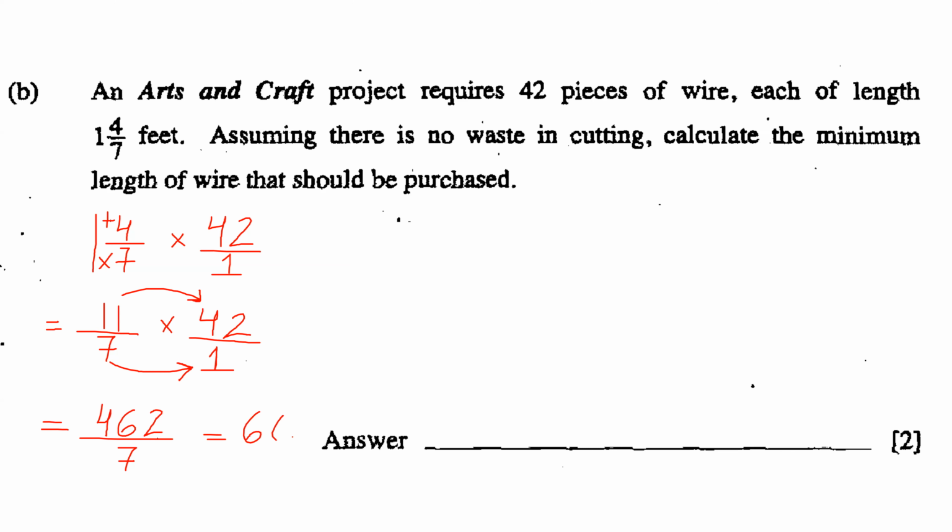So the minimum length of wire that should be purchased, so that you can have 42 pieces of wire of length 1 4/7 feet, is going to be 66 feet. All right, that's how long the wire should be.